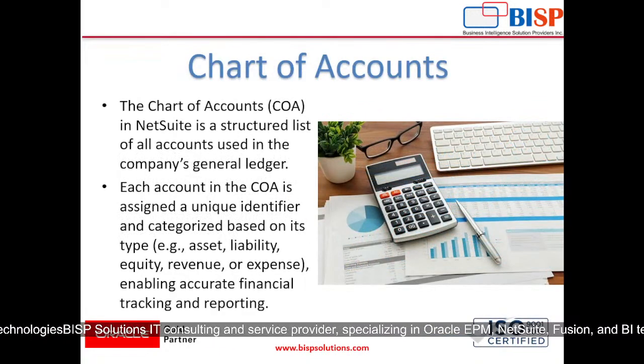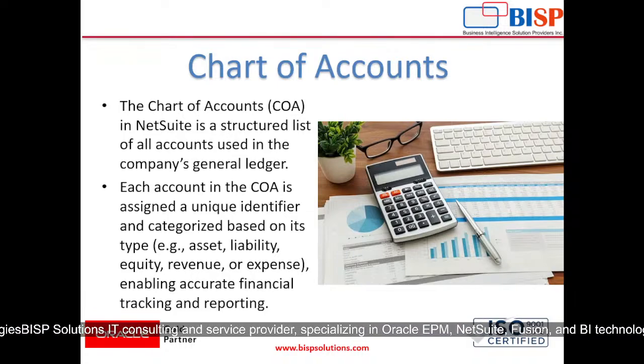So the chart of accounts in NetSuite is a structured list of all accounts used in the company's general ledger. Each COA, which is a chart of accounts, is assigned a unique identifier and categorized based on its type, like assets, liabilities, equity, revenue, or expense, enabling accurate financial tracking and reporting. So in the chart of accounts, there are key concepts.